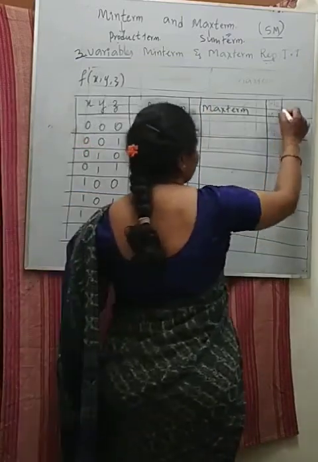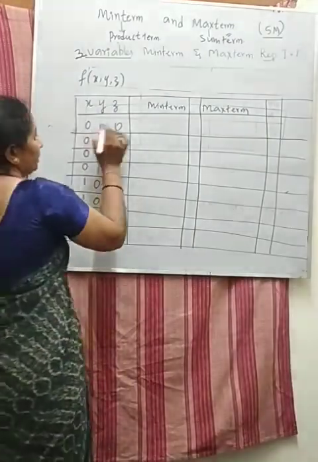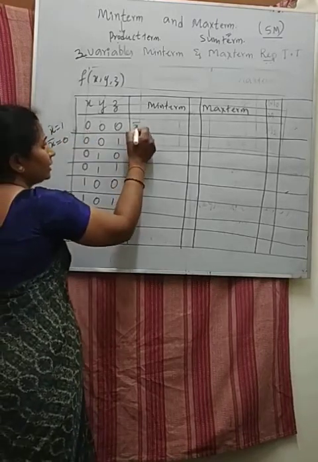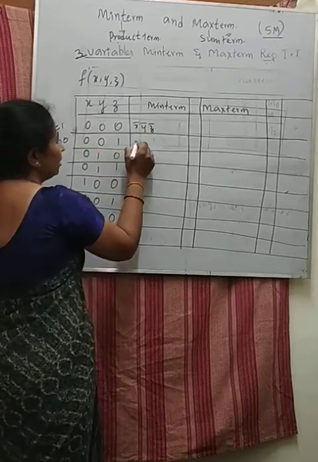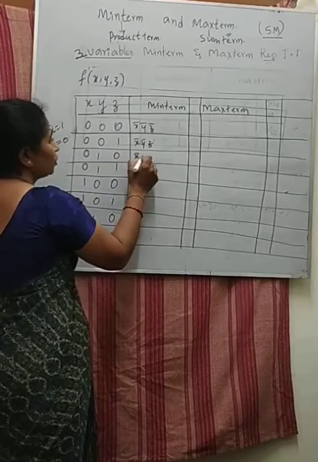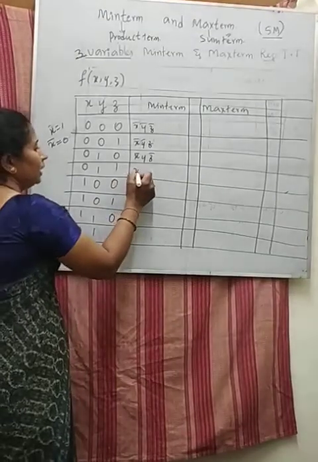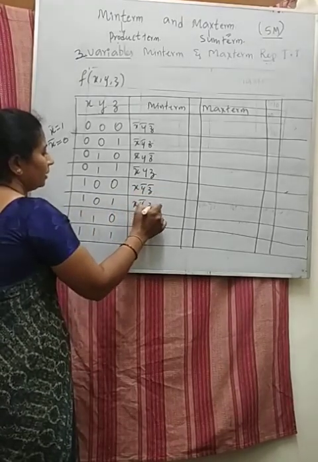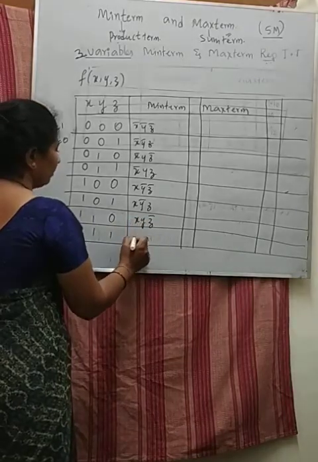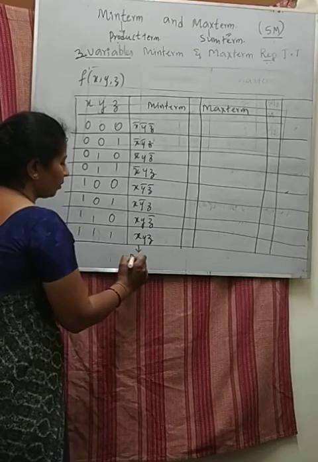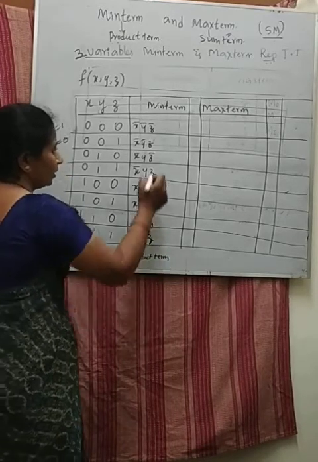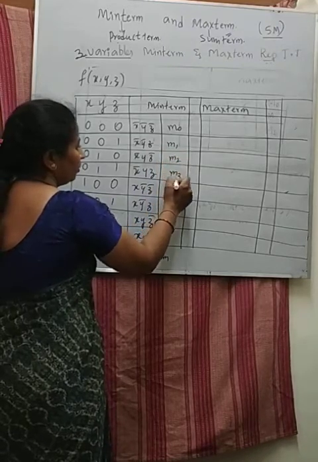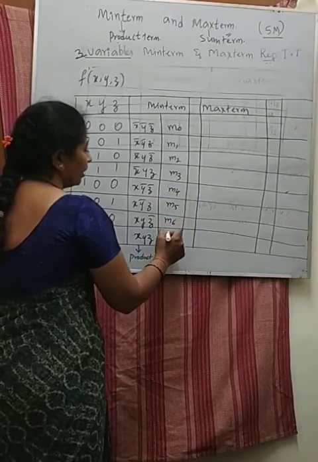This I need, and I'll tell you why. Here, x is 1, x complement is 0. Here 0, 0, 0: x complement, y complement, z complement. Then x complement, y complement, z. Here x complement, y, z complement. Here x complement, y, z. Then x, y complement, z complement. x, y complement, z. x, y, z complement. And x, y, z. Each term is a product term. So the notation, that is the representation, is m0, m1, m2, m3, m4, m5, m6, m7.